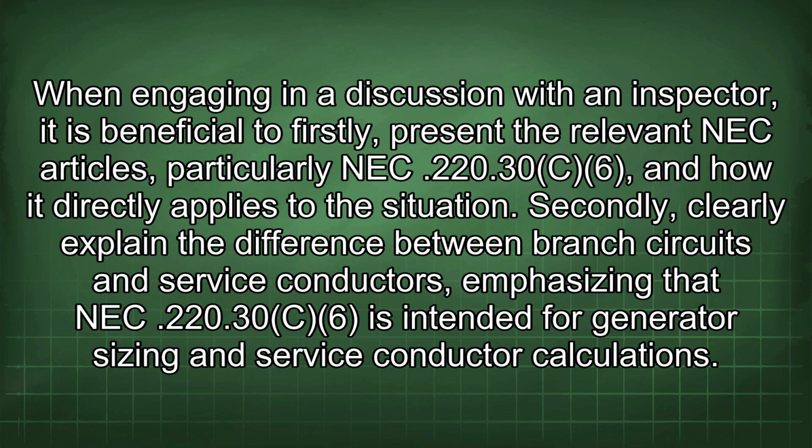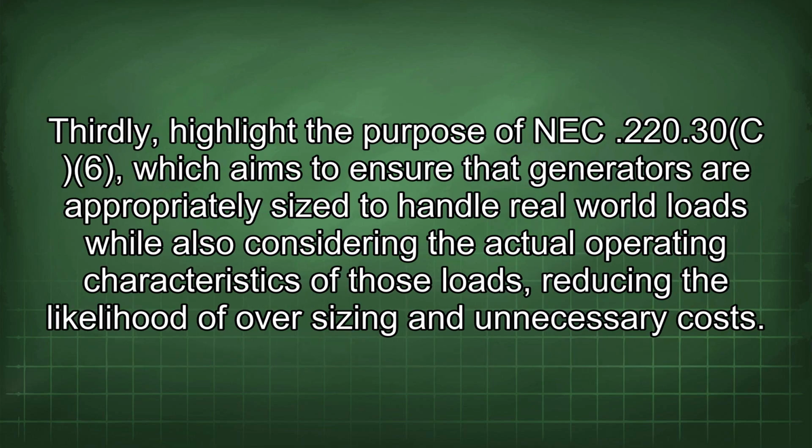Secondly, clearly explain the difference between branch circuits and service conductors, emphasizing that NEC 220.30(C)(6) is intended for generator sizing and service conductor calculations. Thirdly, highlight the purpose of NEC 220.30(C)(6), which aims to ensure that generators are appropriately sized to handle real-world loads while also considering the actual operating characteristics of those loads, reducing the likelihood of oversizing and unnecessary costs.